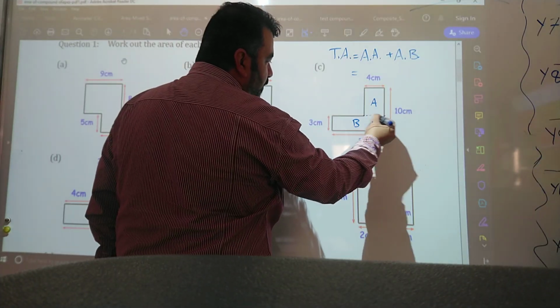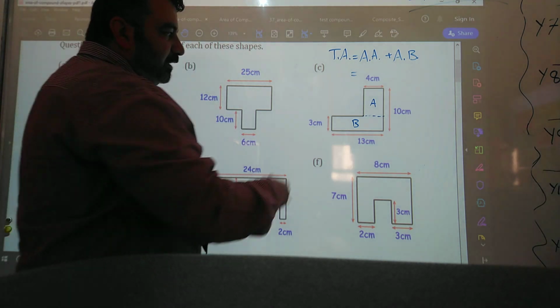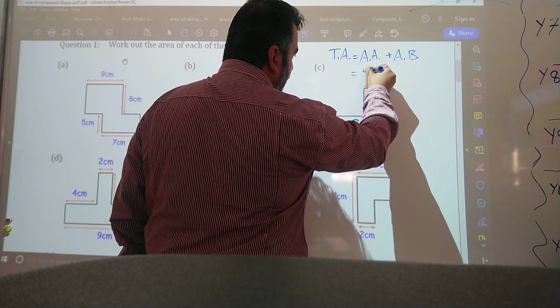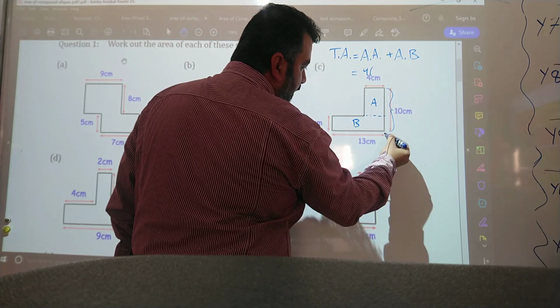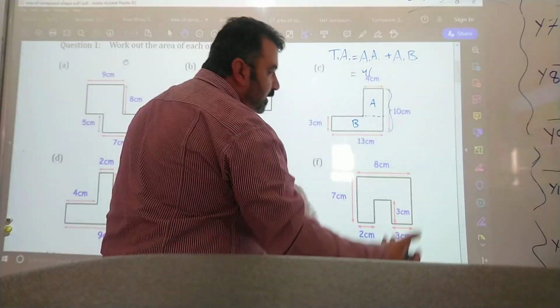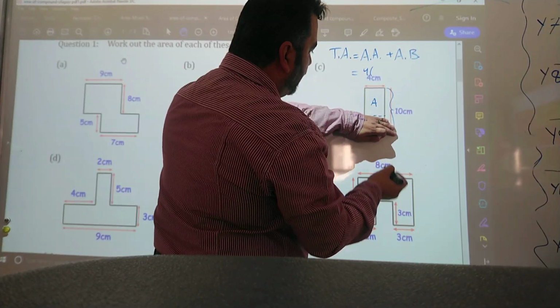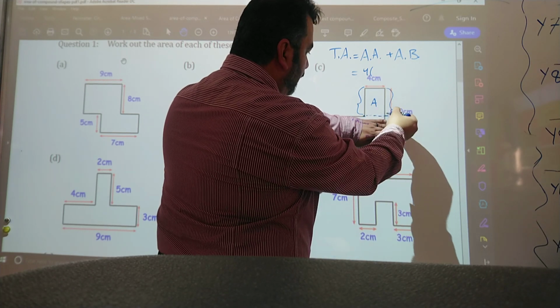Now, area A here is base times height. But think, what type of shape is this? Well, a rectangle. So, base times height. How much is the base? 4. How much is the height? 10? No. 10 is actually from here to here. But I don't need the distance from here to here, because my rectangle will stop here. I need this part only, not this one.